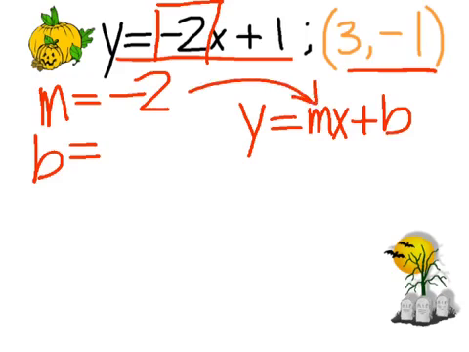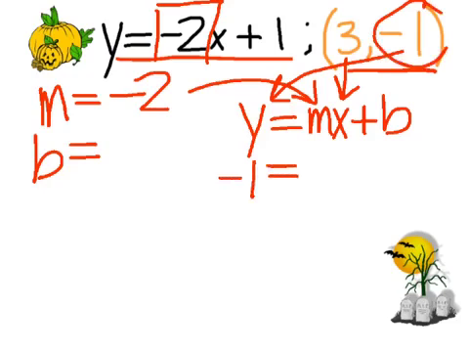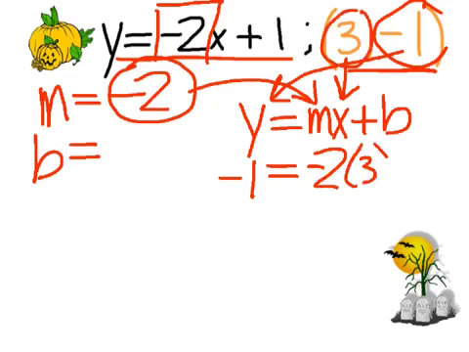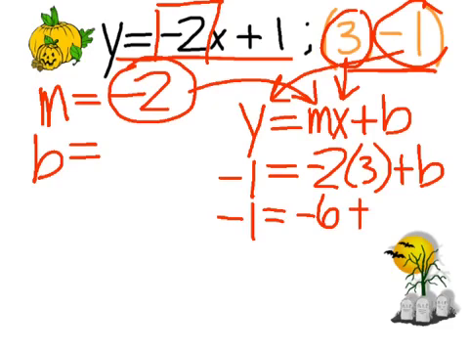We plug in our slope. We plug in our x value. And we plug in our y value. And then we need to solve for our y-intercept. Our y value is -1. Our slope is -2. And our x value is 3. So we do -2 times 3 gives us what? -6 plus b. We need our b by itself. What are we going to do to both sides to get our b by itself? Add 6 to both sides.